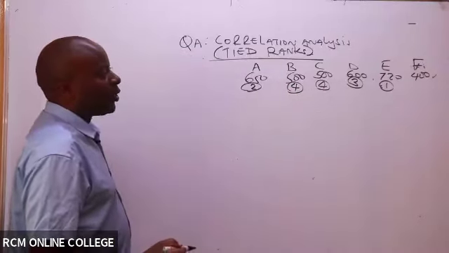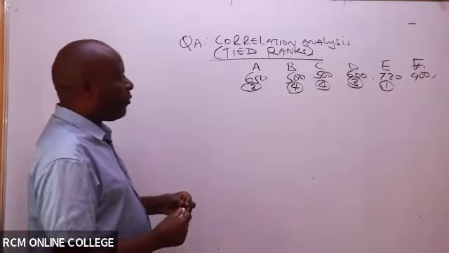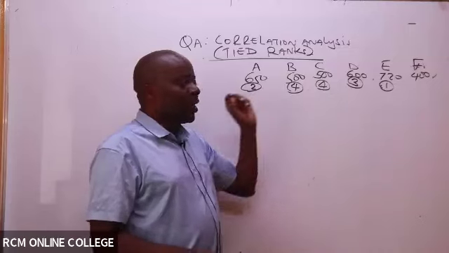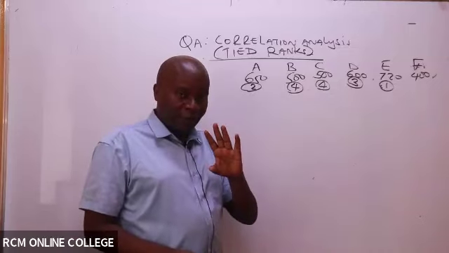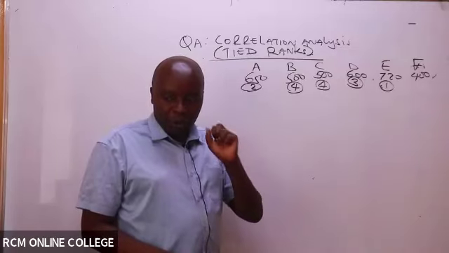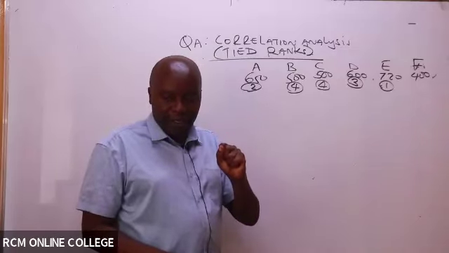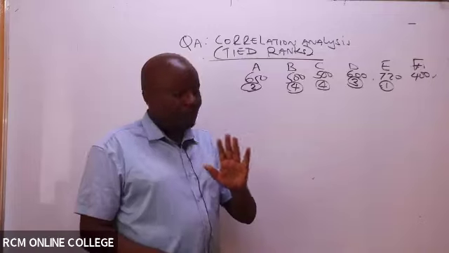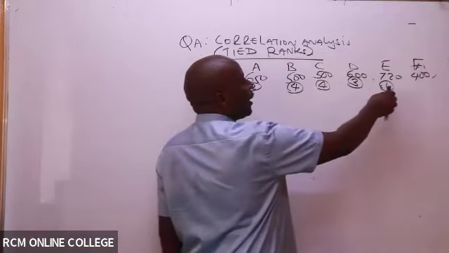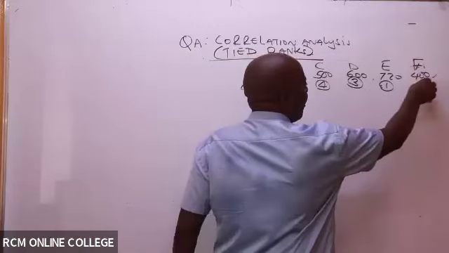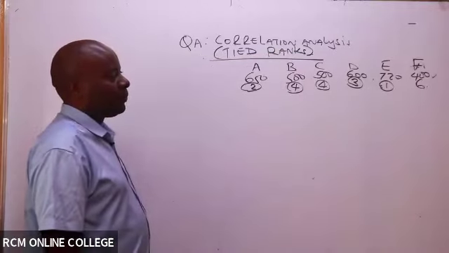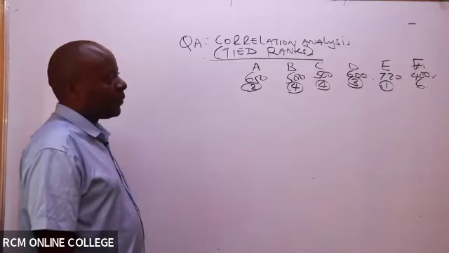All right, let me ask you a good question. If these 2 students are sharing number 4, tying at number 4, in this class, are we going to have student number 5? Please talk to me. No. So number 5 will be skipped. It means F will take position number 6.